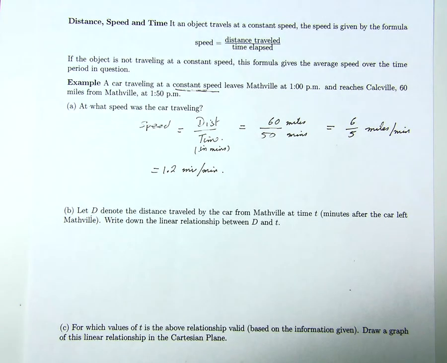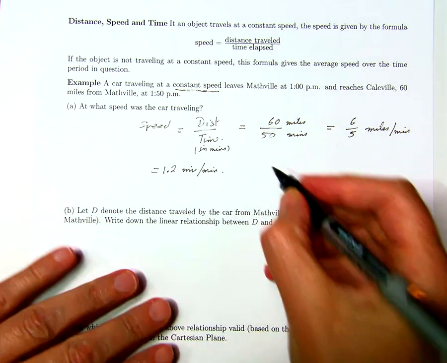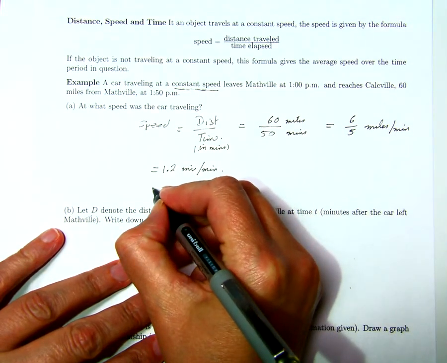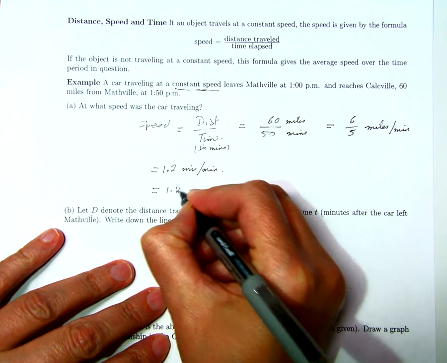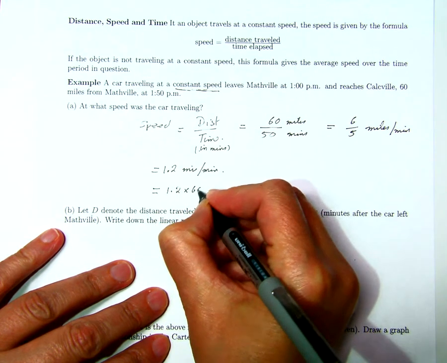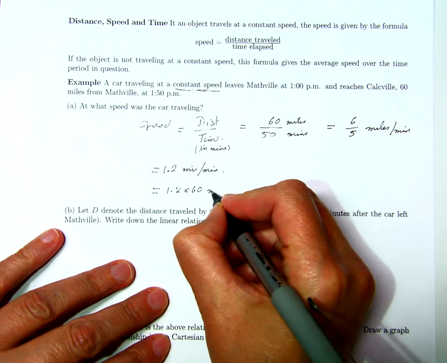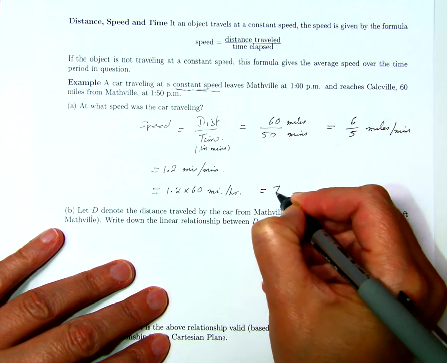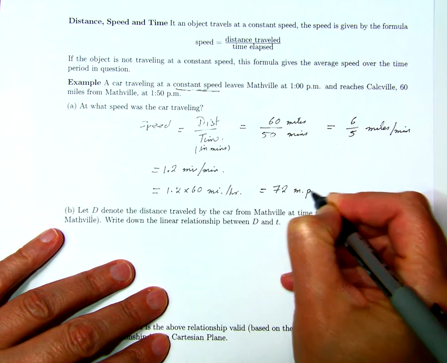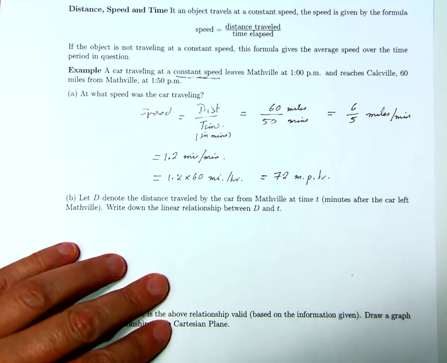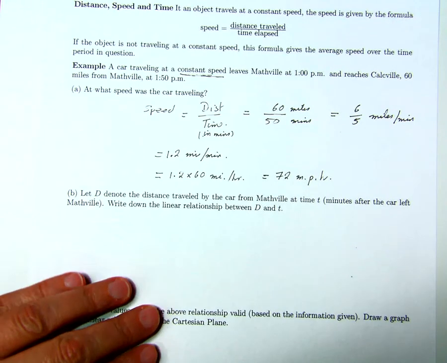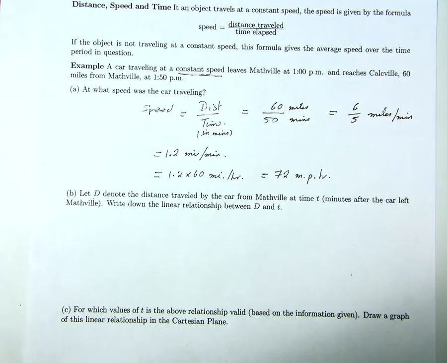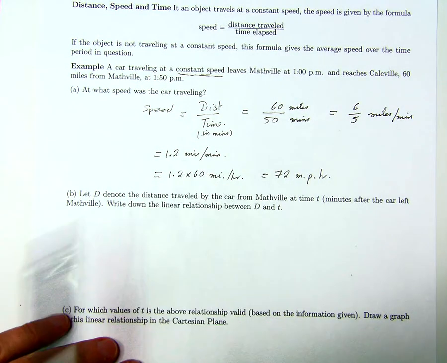Now we normally think of speed of cars in terms of miles per hour. And so if I want to translate this to miles per hour, it's 1.2 times 60, because there's 60 minutes in an hour, miles per hour. And that's equal to 72 miles per hour. So this car was traveling at a constant speed of 72 miles per hour, or 1.2 miles per minute.